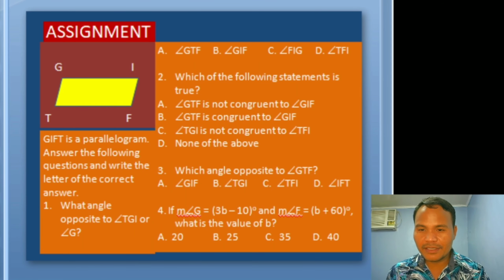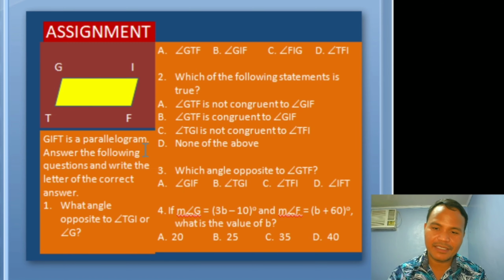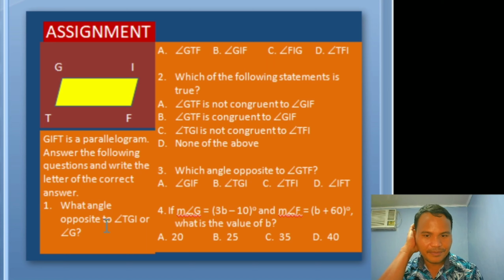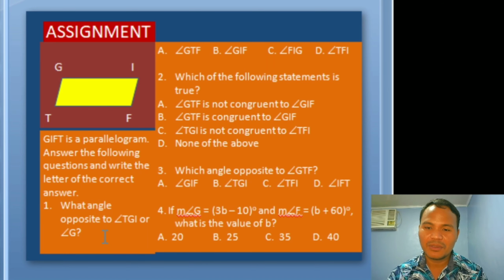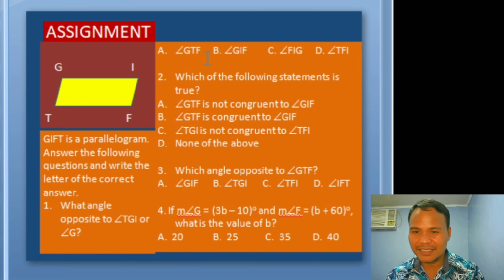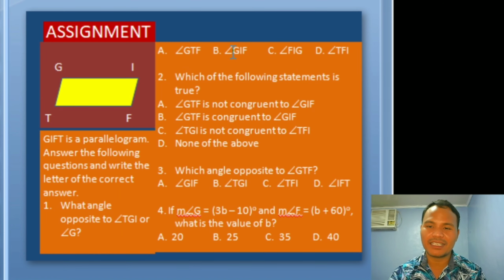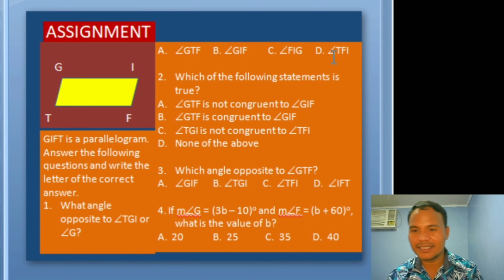So for your assignment, GIFT is a parallelogram. Answer the following questions and write the letter of the correct answer. For number 1, what angle is opposite to angle TGI, or angle G? A, angle GTF; B, angle GIF; C, angle FIG; and D, angle TFI.